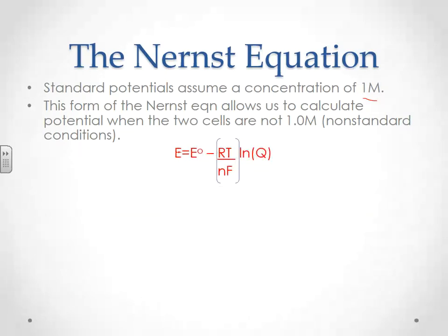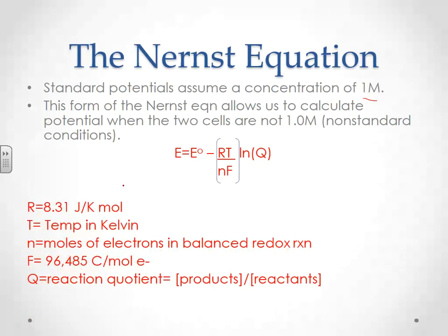So E, again, your cell potential, would be equal to the standard cell potential, so you would calculate the standard cell potential, minus RT divided by nF, and then that's times the natural log of Q again. So let's clarify what each of these symbols represents. R is your 8.3145 joule per Kelvin mole. And for the most part, you can just say 8.31, but the entire value is 8.3145 joule per Kelvin mole.